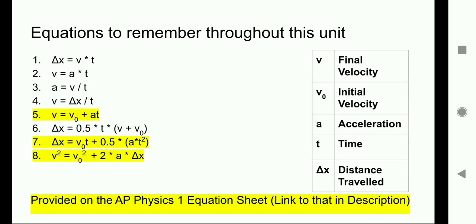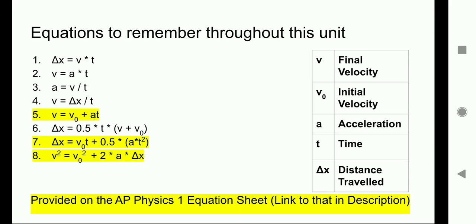So here are a few equations that you should be knowing throughout this unit. I've highlighted the ones that'll show up on the AP Physics 1 equation sheet. I numbered them. You don't need to memorize them by number. I don't memorize them by number, but I just put them in a numbered list there for you. I put a little table on your right, and with that you can try and recognize the variables that are involved in these equations. And so I'll just go over them each.